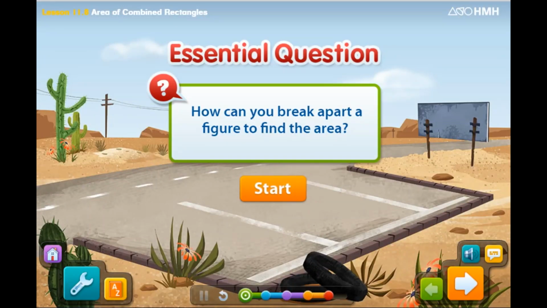Today's episode is about area of combined rectangles. Lesson 11-8. And our essential question is: how can you break apart a figure to find the area? So, we have the big area that we need to cut apart into two smaller parts, and then we can easily figure out its area. Let's start and see.